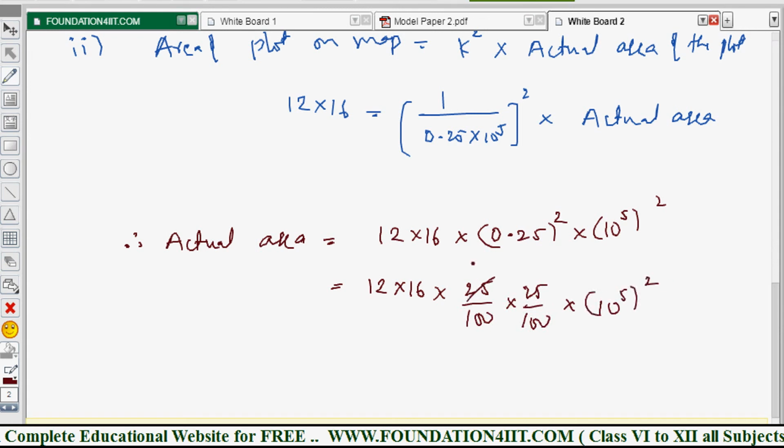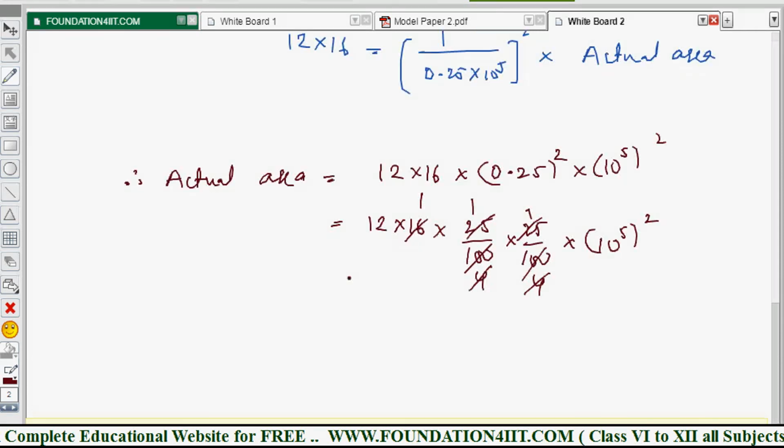Here, 25 ones are 25, fours are 100, and 4 into 16 ones are cancelled. Then we have 12 into 10 to the power 5 whole square. So 10 power 2 is 10. This is actually in centimeter squares. Now 10 power 10 centimeter square is equal to 1 square kilometer.